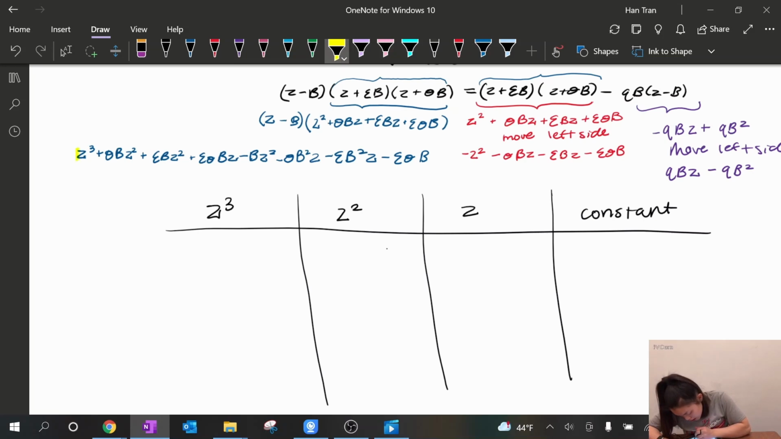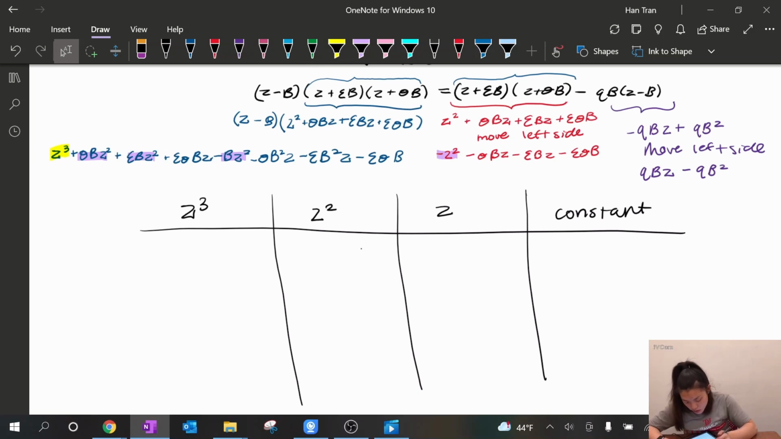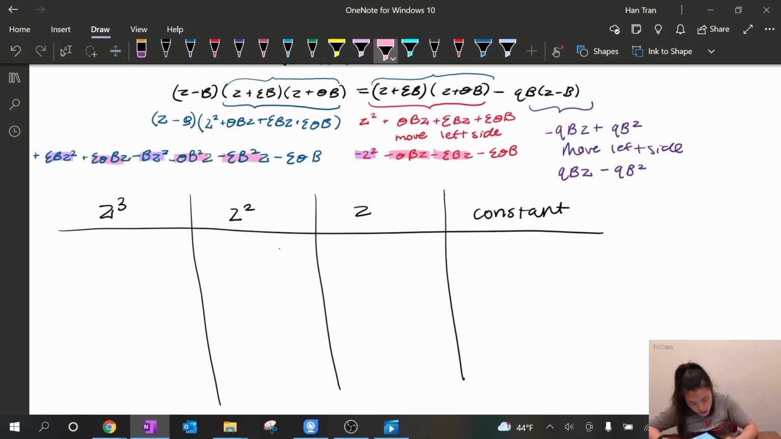So for z cubed, we have just this term there. And then for compressibility factor z squared, we have this term, this term, this term, this term, and those are all the z squared terms. So for just z, we have that term, this term, this term, this term, this term, and this term. And then the remaining ones are just constants, which means they do not have compressibility factor z.